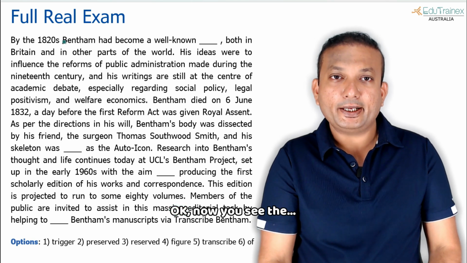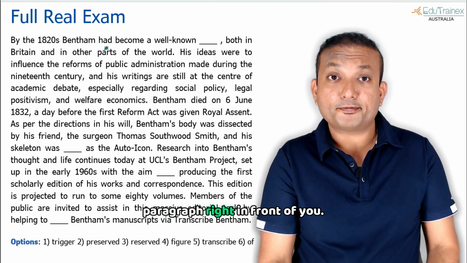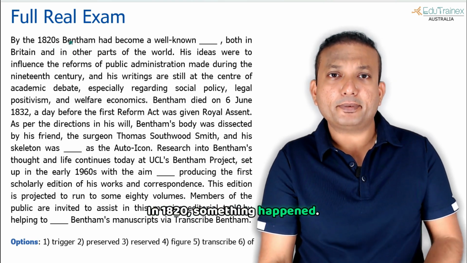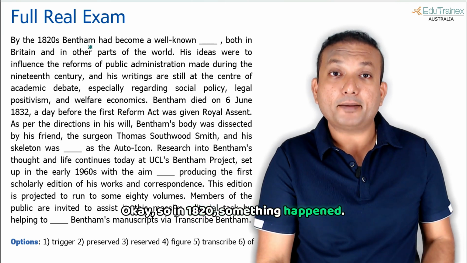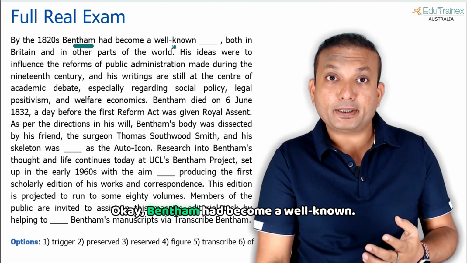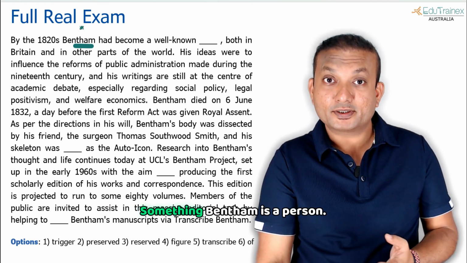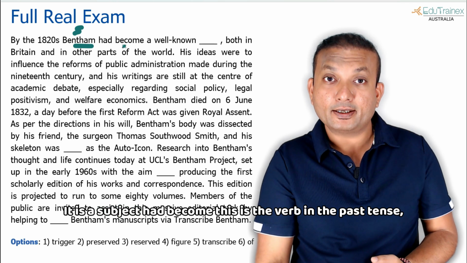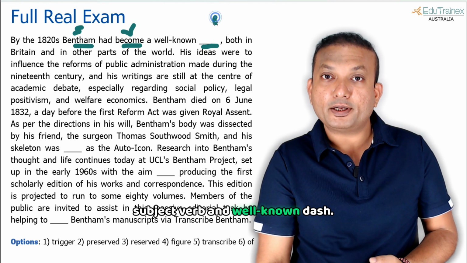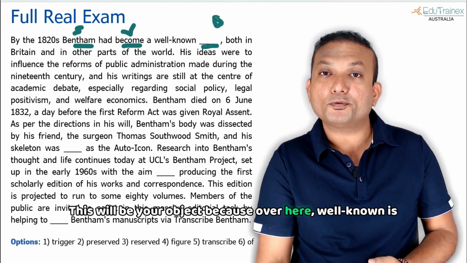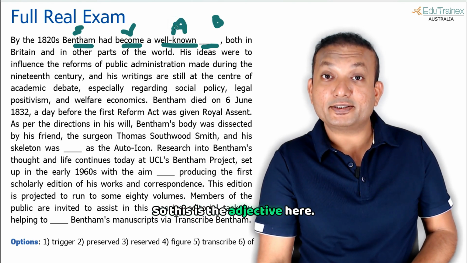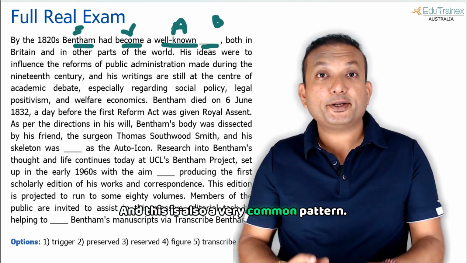Okay, now you see the paragraph right in front of you. It's a historical paragraph. In 1820 something happened. Now try to identify the subject, verb, object. Bentham. Okay, Bentham had become a well-known something. Bentham is a person, it is a subject. Had become, this is the verb in the past tense, subject verb, and well-known, this will be your object, because over here well-known is describing the noun. So this is the adjective here, and this is also a very common pattern.